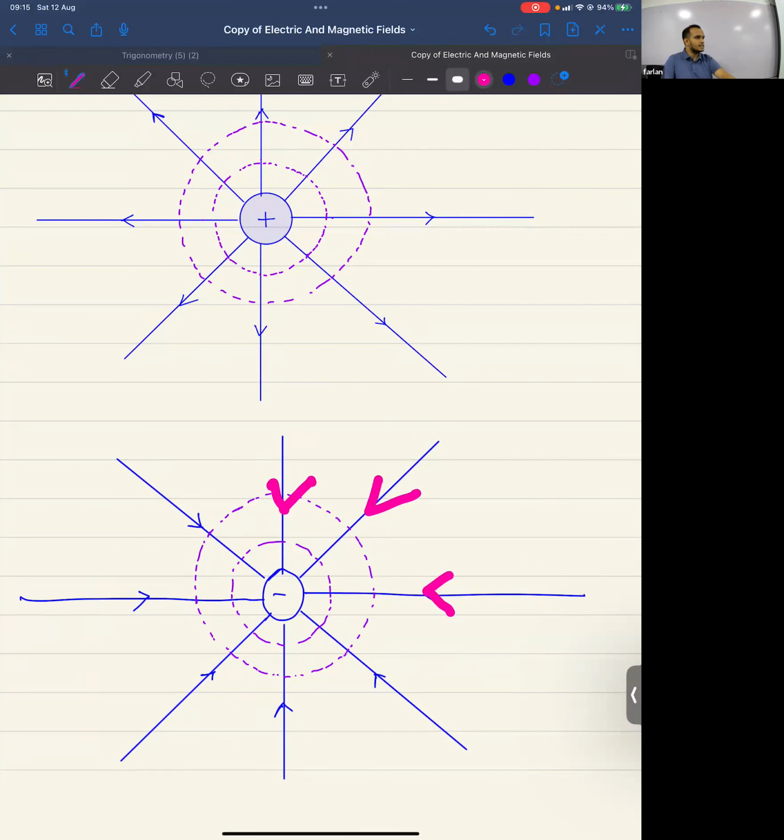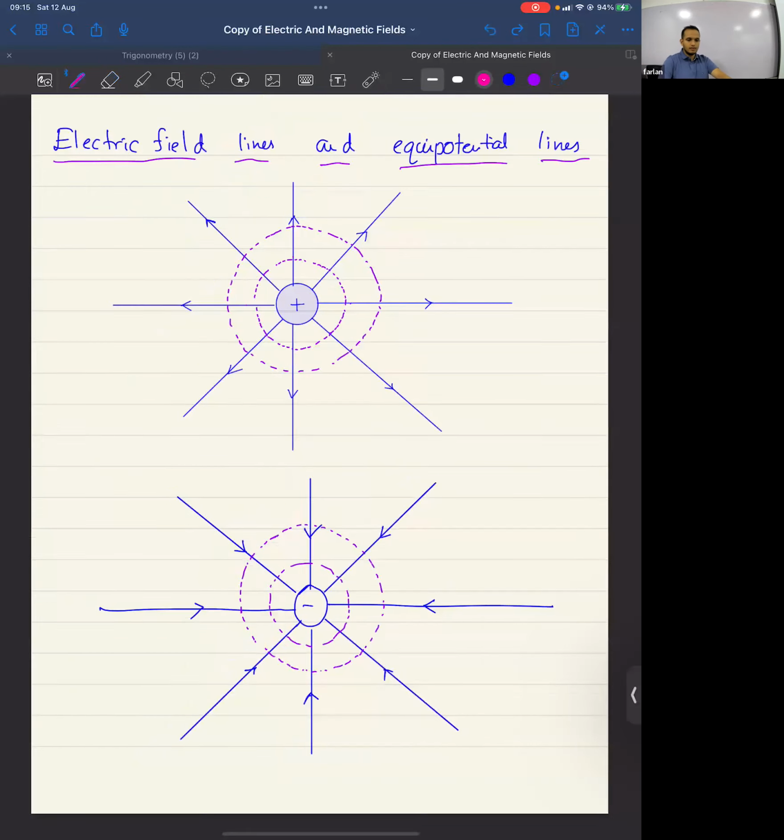Why is that? Once again, if I leave a +1 Coulomb charge here in this field, it will experience the force towards the negative charge. So that means the electric field lines are towards it. Is that clear? So remember the basic of electric field lines: it will be away from a positive charge and towards a negative charge. Right, now listen. That is about electric field lines.